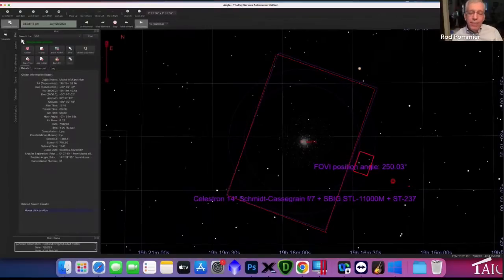So the last problem I had to conquer was rotator. And again, with high resolution astrophotography, often there's one and only one guide star available to you, and you have to figure out where it is. And so with this, it tells me I need to rotate my camera to a position angle of 250 degrees.